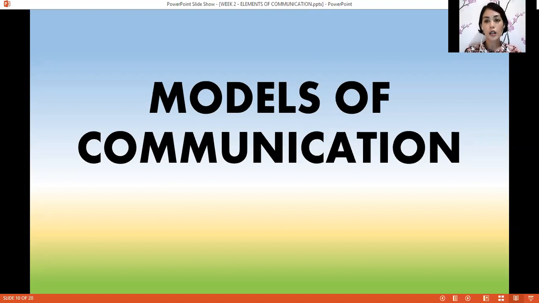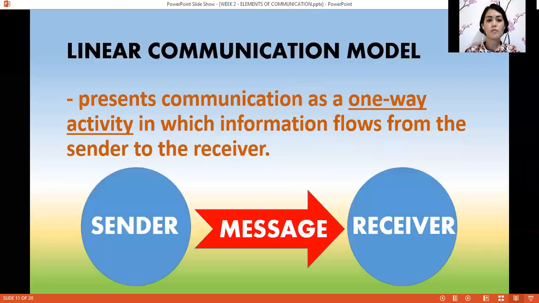Here we can see the elements of communication and the context as well. I would like you to always remember the elements of communication and the context always present as we discuss the models of communication. So first here is the linear communication model. Linear, coming from the word line, means a straight line. This presents communication as a one-way activity in which information flows from the sender to the receiver.